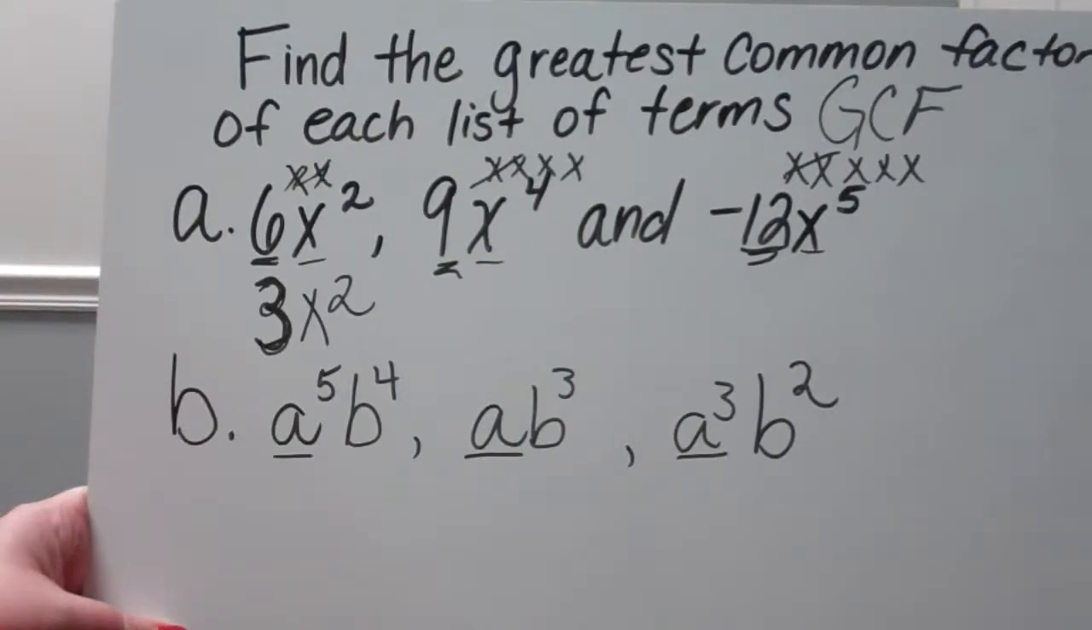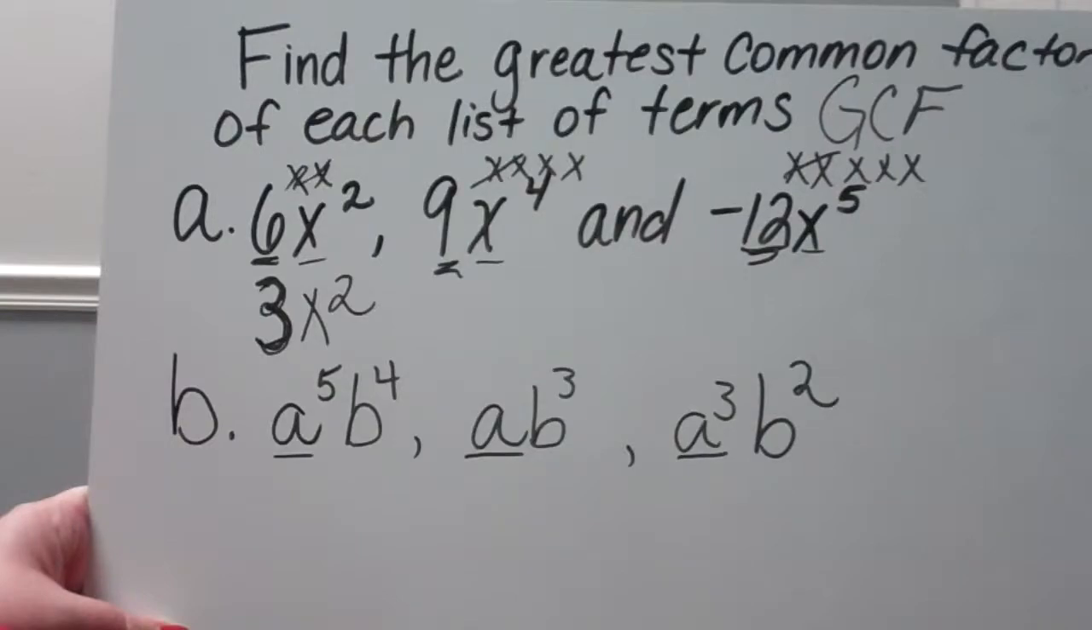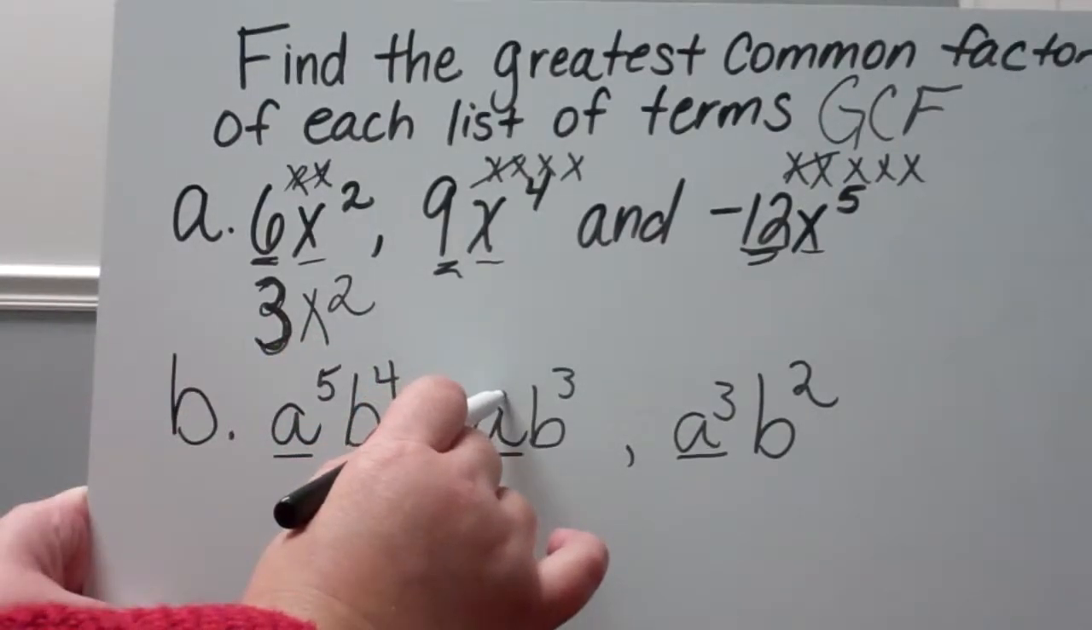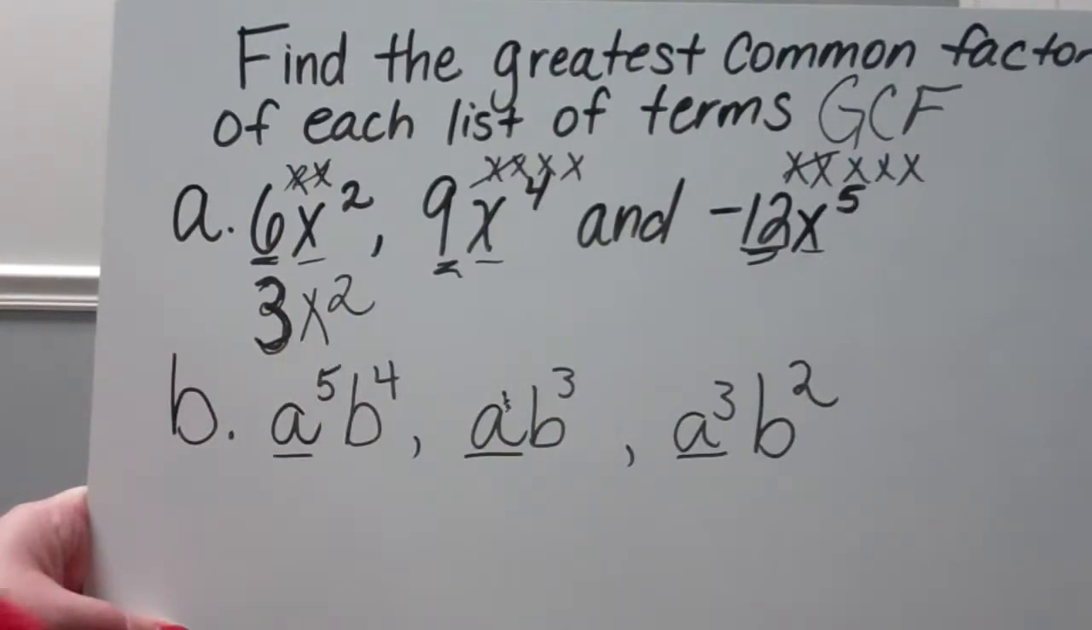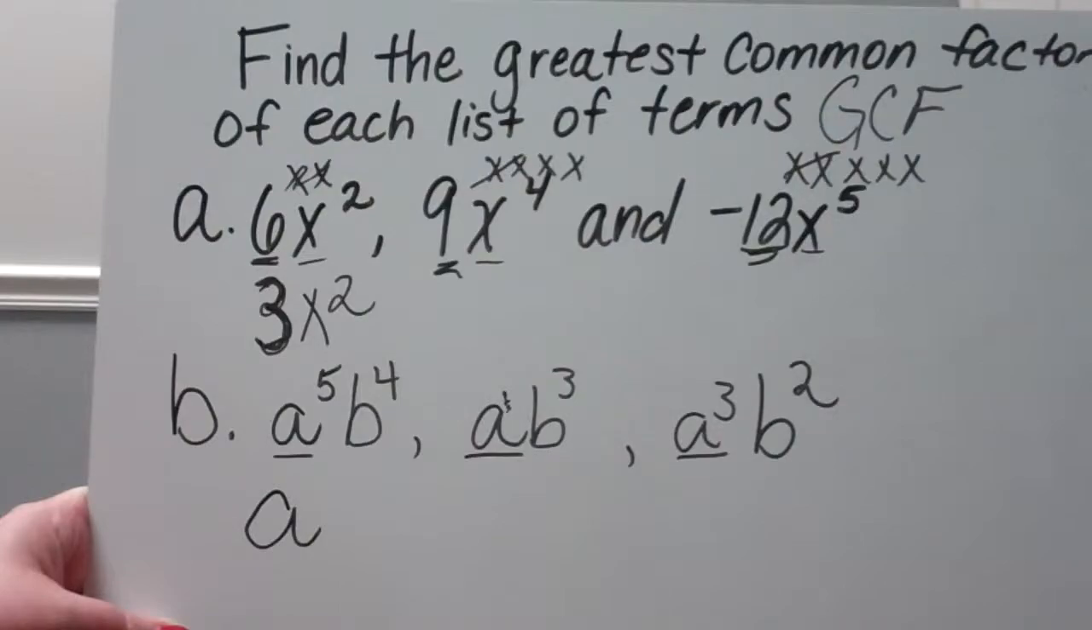So if we said that A to the third, let's say, was the GCF, does this one have 3 to give? No, it doesn't have 3 to give. It only has 1 to give. So that means, because remember this is an invisible 1 right here, that means that A to the 1, or just A, would be all we could take out of all three of those.